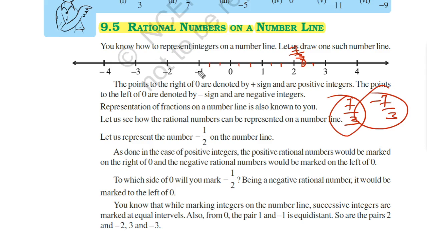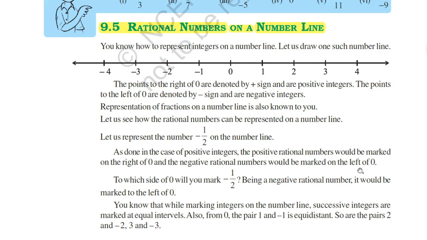Then again, from minus 1 to minus 2 we have to divide into 3 parts. 1, 2, 3. So 3, 3, 6. Then again minus 2 to minus 3. Again 3 parts. So we have here 3 parts, here 3 parts, 3, 3, 6, 1 part. So this point will be minus 7 upon 3, or minus 7 by 3. So in this way we can represent rational numbers on a number line.